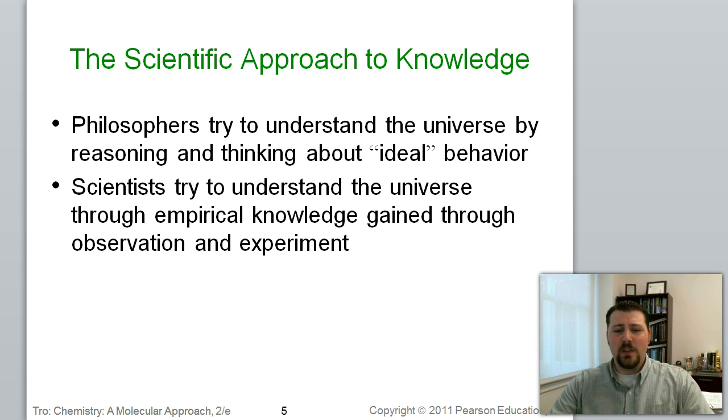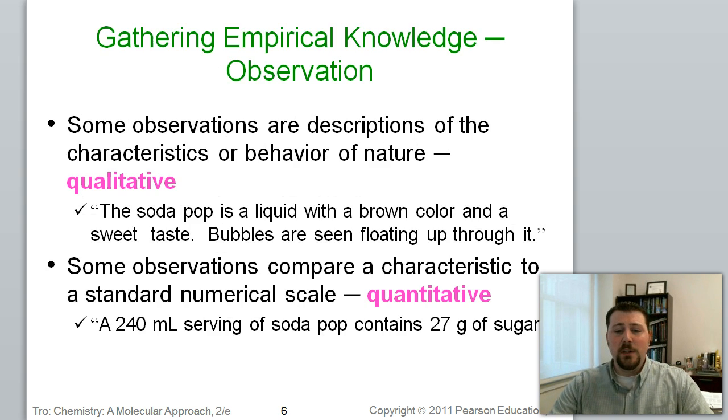So how do we gather this knowledge if that's what we're trying to understand? We're trying to understand the universe by gaining knowledge. How do we get this knowledge? And we do that by observation. So there are two types of observations that you can make. There's qualitative observations and quantitative observations. So qualitative just tells you about the quality of something, and quantitative tells you about the quantity of something, if you want to think about it like that. Not exactly the most rigorous definition, but it'll suffice for now.